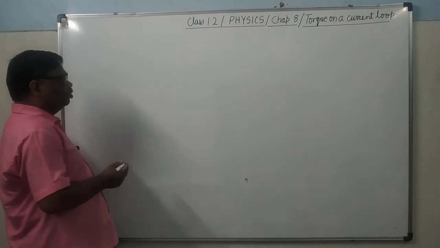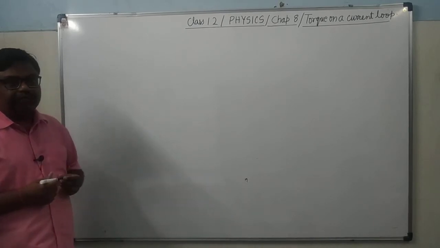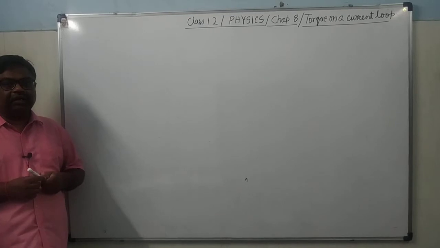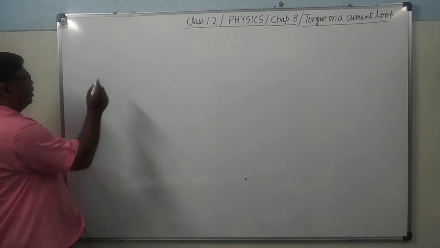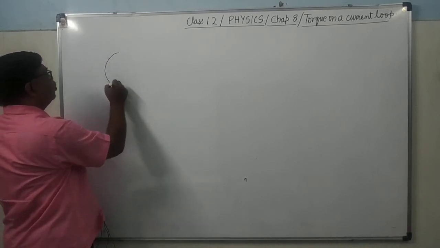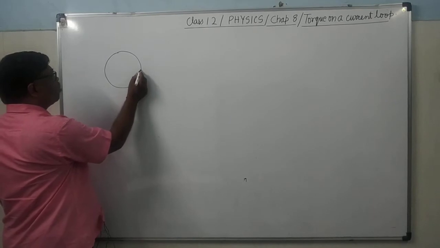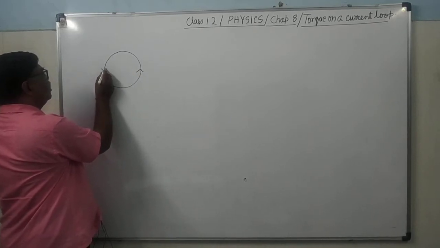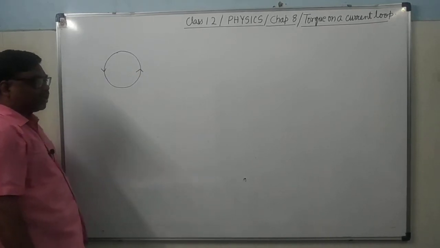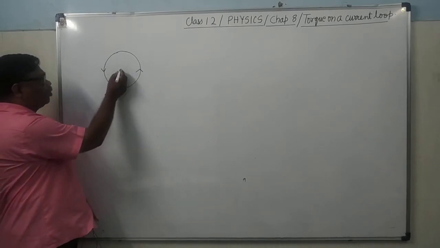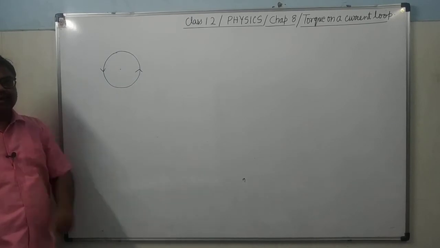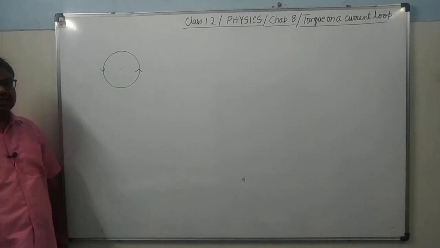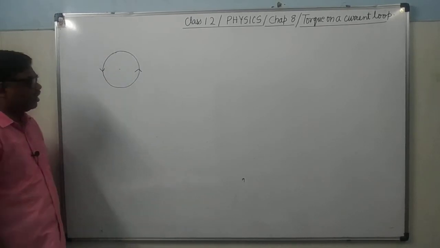As you have studied in the previous chapter, a current carrying circular coil behaves like a magnetic dipole. This means when current flows in a circular coil, it will behave like a magnetic dipole and produce its own magnetic field at its center as well as along the axis.